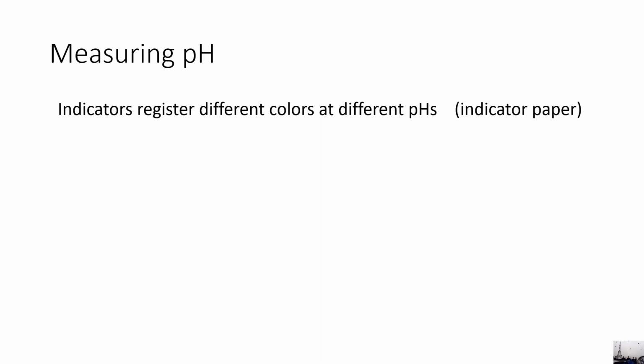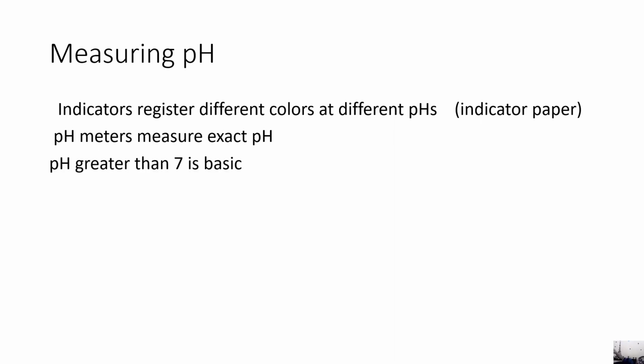Okay. Now measuring pH. So indicators will register different colors at different pHs. Like this is an indicator paper, and when you add a few drops of your solution into it, depending on the pH of the solution, it will show different colors. Now pH meters also measure exact pH, but if you're talking about an indicator, it will not be the exact pH. Based on the color change, and based on the color chart that you have with you, you can predict the range.